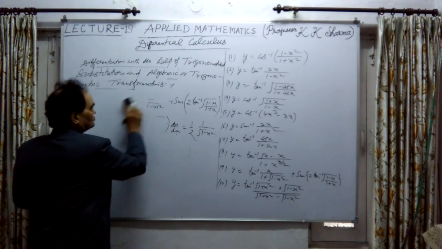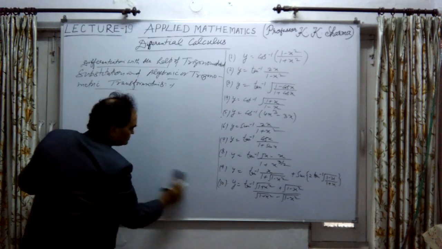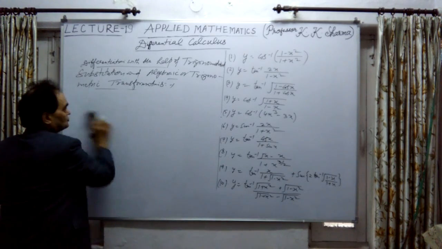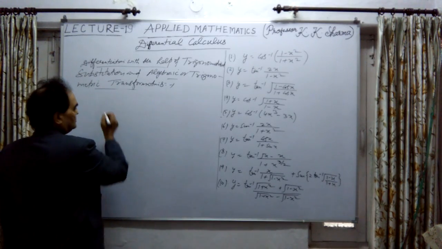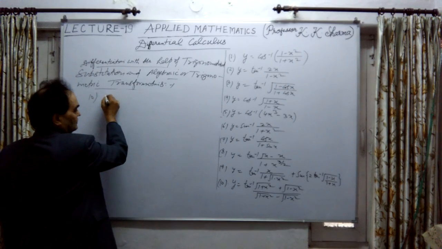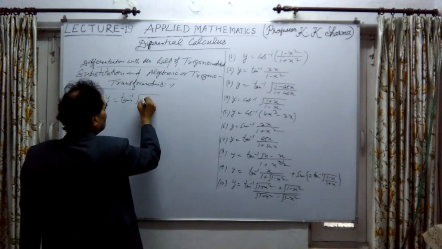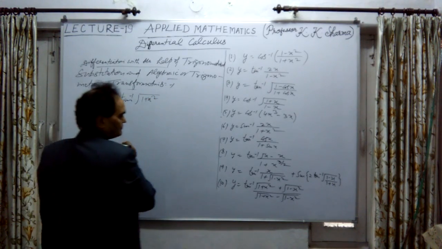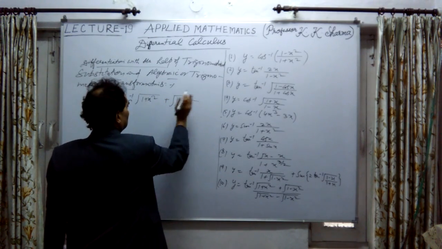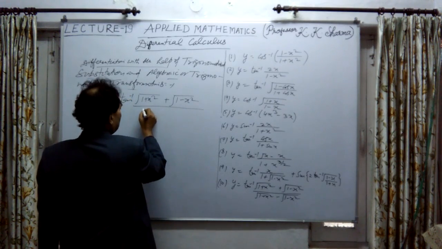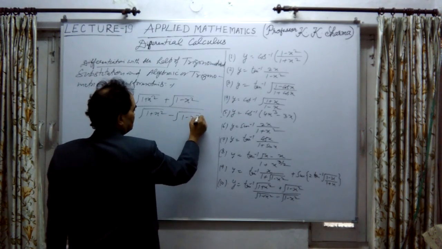Now let me take the 10th question, which is the last one, and it will clarify how we use substitution and transformation to solve differentiations, or finding differential coefficients, of some functions. Now 10th question, last. In this case, y is equal to tan inverse of under root 1 plus x square plus under root 1 minus x square, divided by under root 1 plus x square minus under root 1 minus x square.